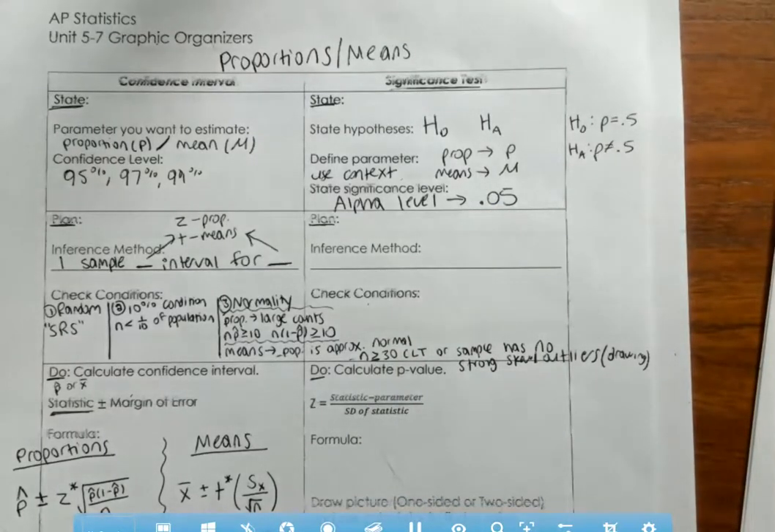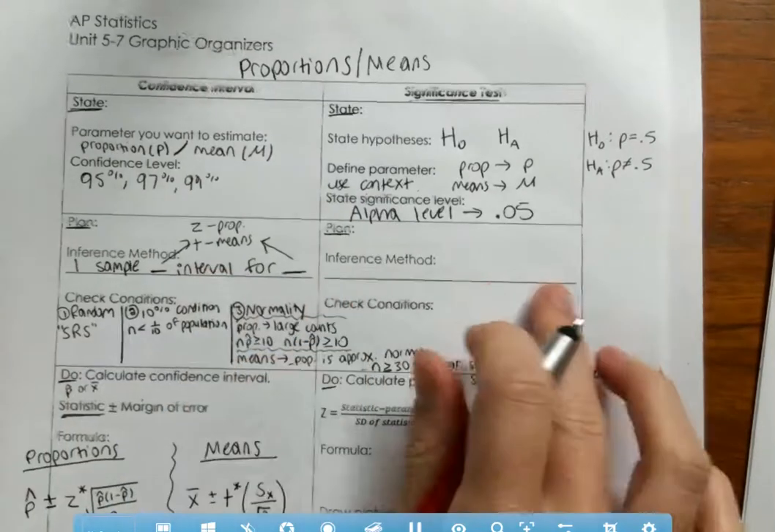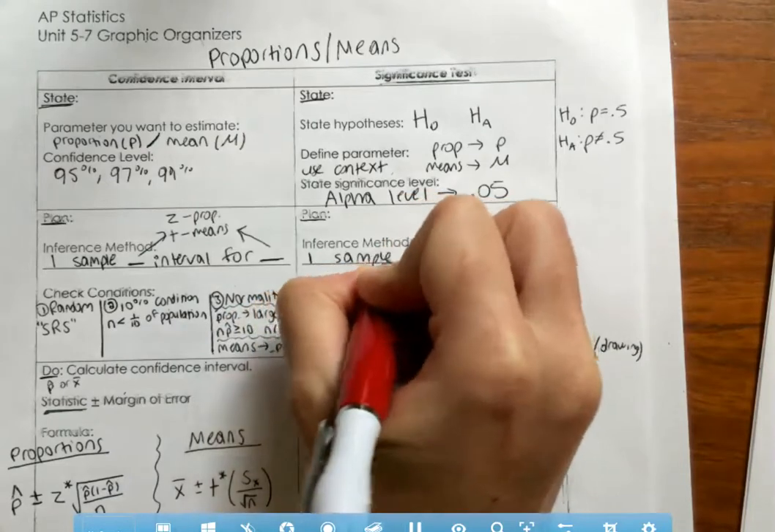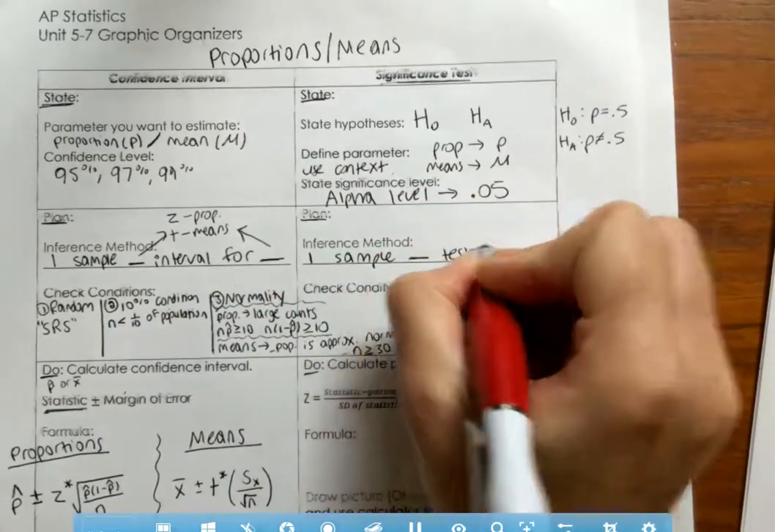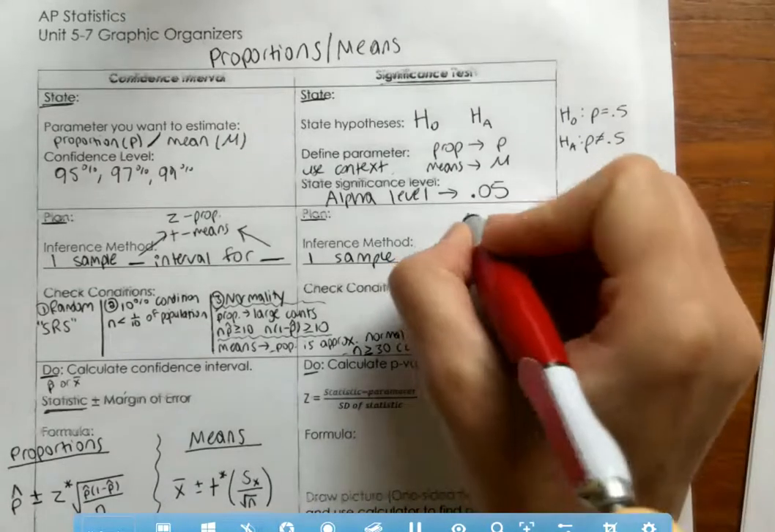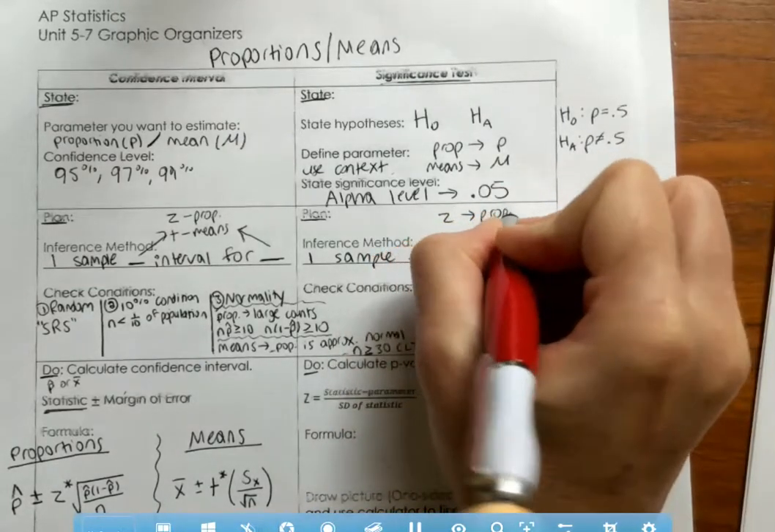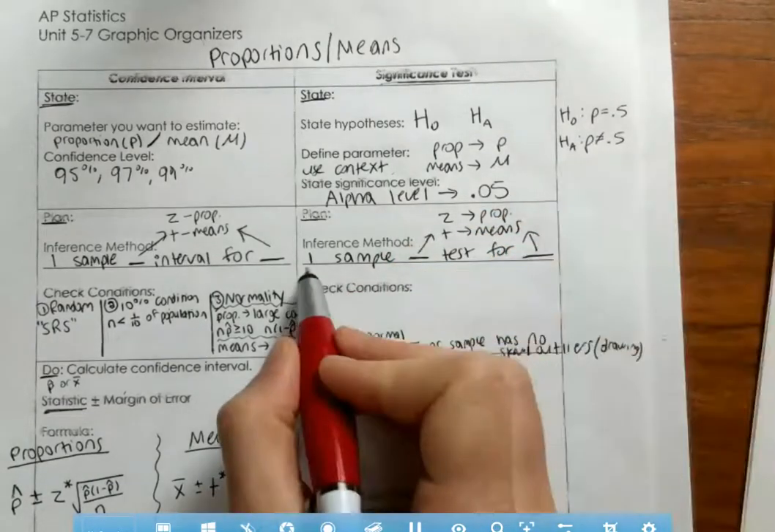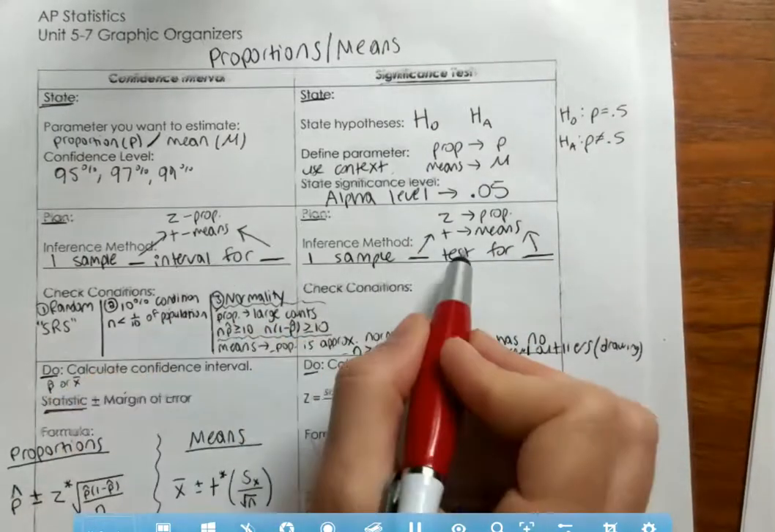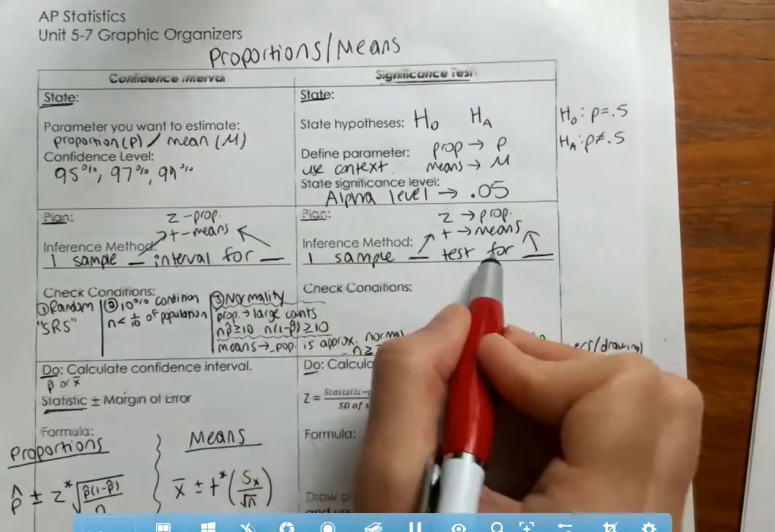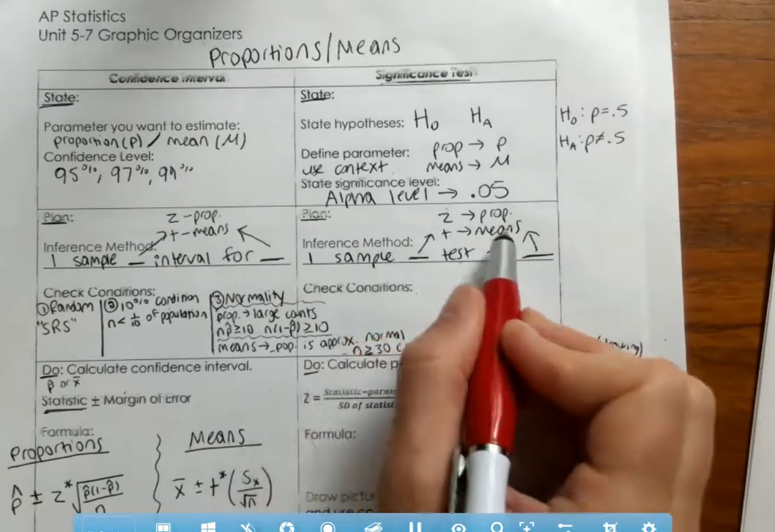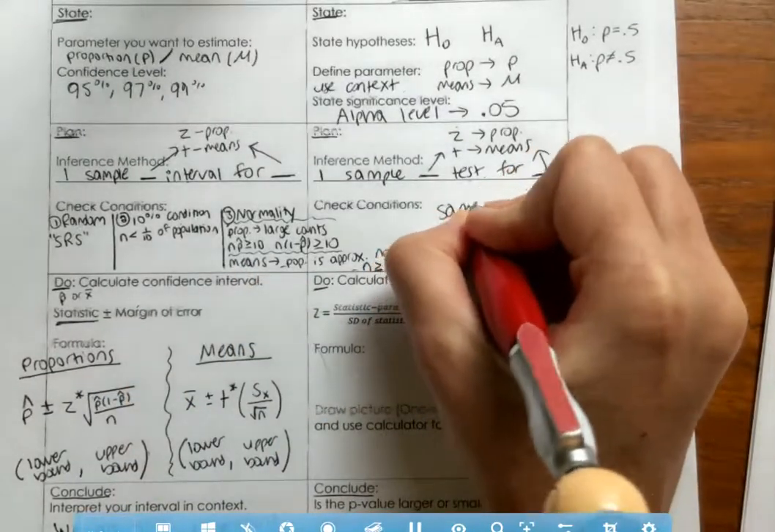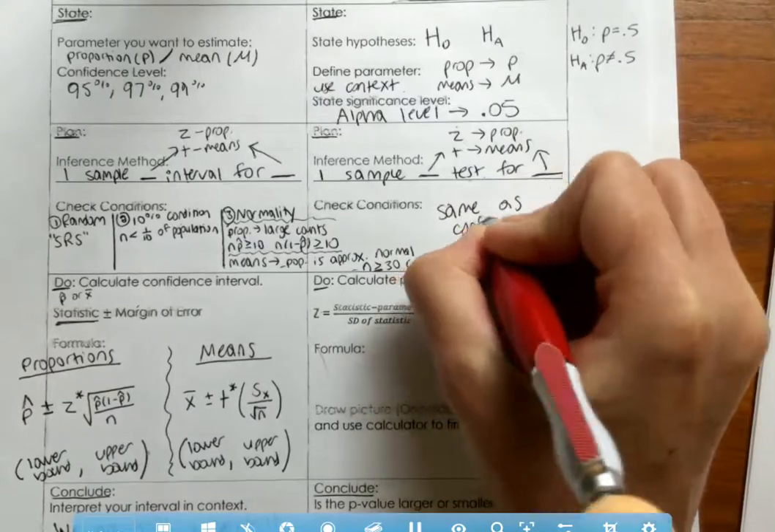All right. Plan. You're going to name the test again. It's pretty similar to these names over here. It would be a 1 sample blank test for blank. And again, it would be a z-test for proportions, and it would be a t-test for means. So the only difference here is instead of saying interval, we're saying test. So 1 sample z-test for proportions, or a 1 sample t-test for means. All right, our conditions that we're checking, we're just going to write same as confidence interval.